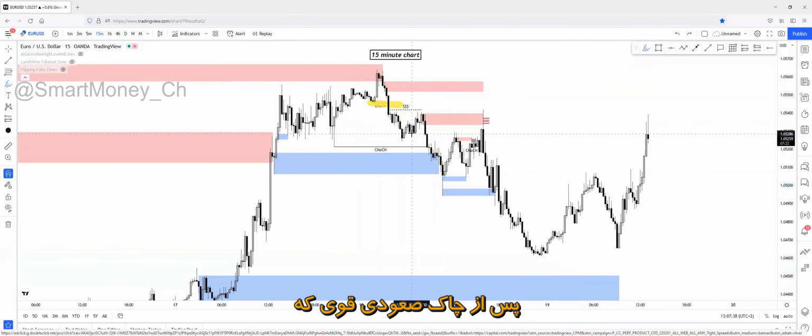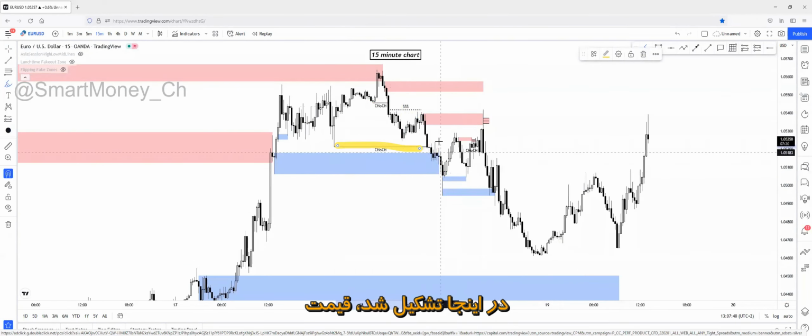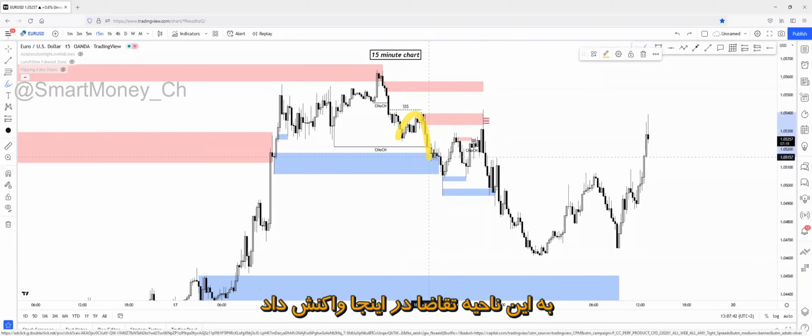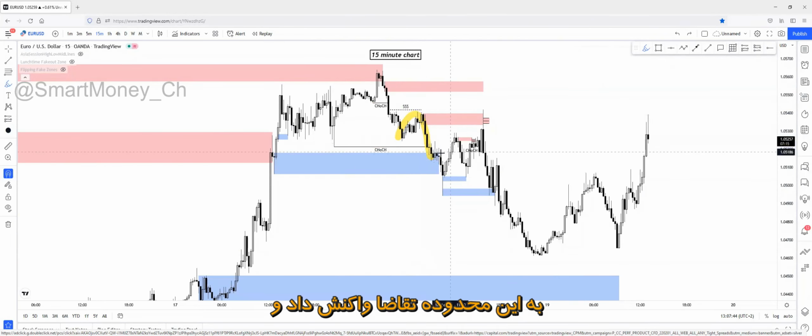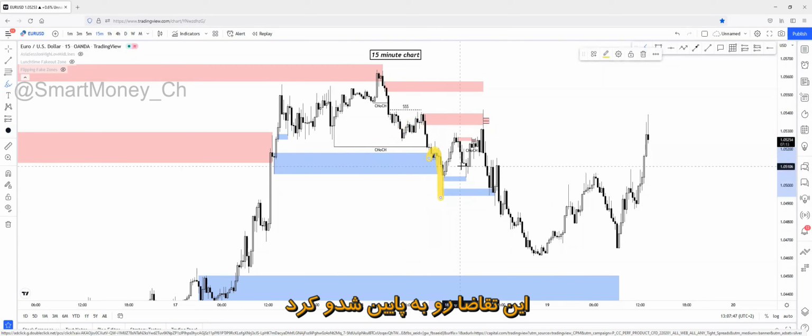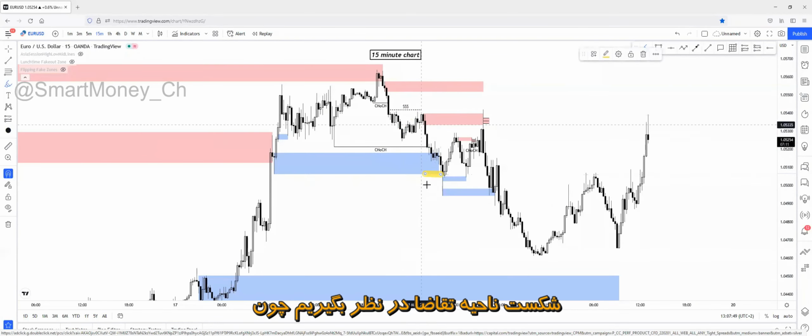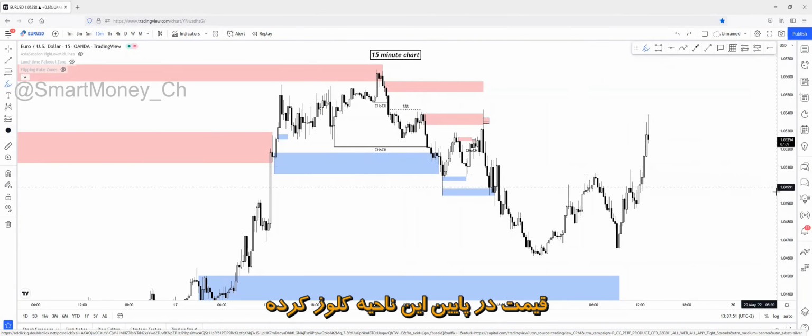That's our theory right here, right? So after the strong change of character line right here, price has just reacted on a demand zone, a demand area right here, a reaction on this demand area, and weak below this demand. But we could still consider this as a break of the demand because price still closed below this demand zone with a body closure.